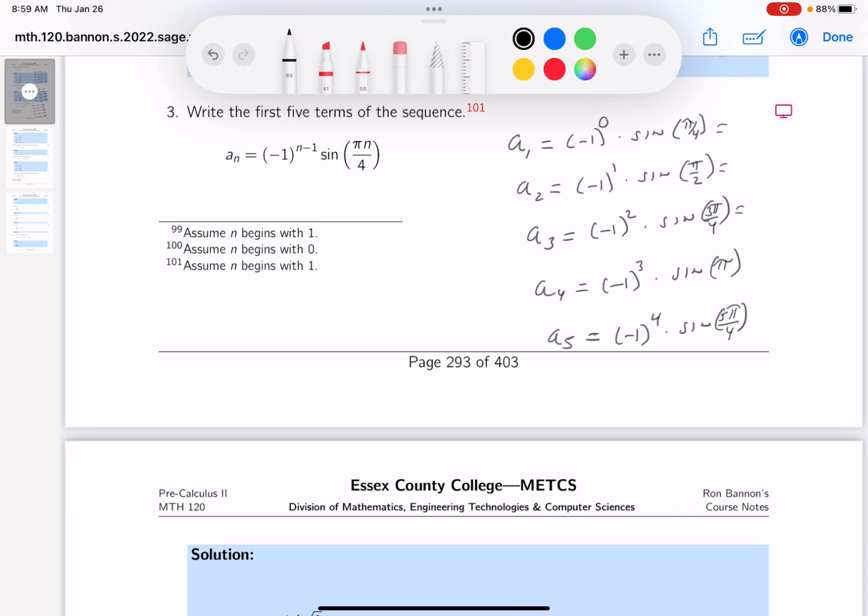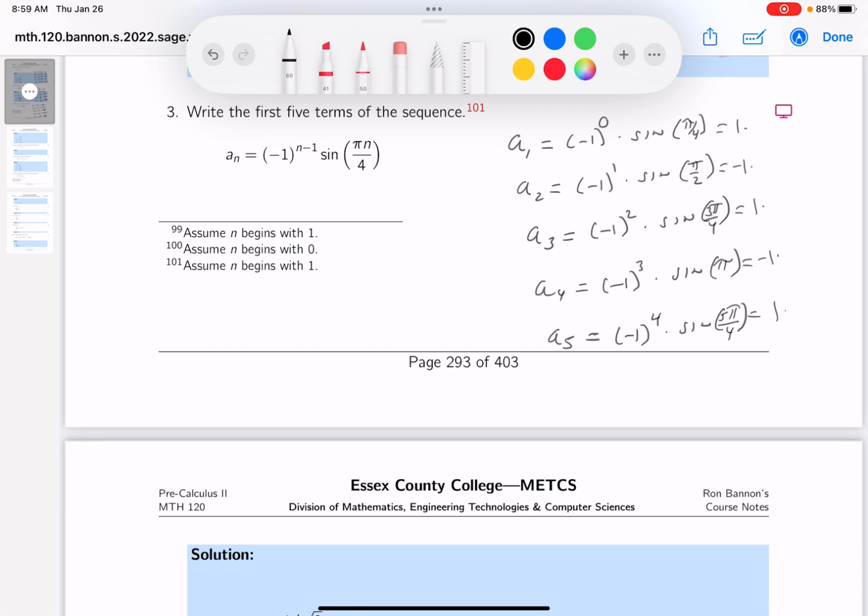I'm going to go slowly through it. I want to do that -1 to the power first. So I'm going to get 1, I'm going to get -1, I'm going to get 1, I'm going to get -1, I'm going to get 1. So it's alternating. Let's do the sine now.